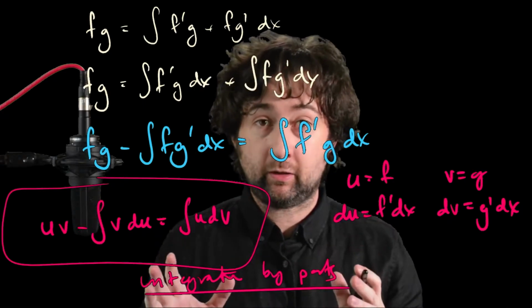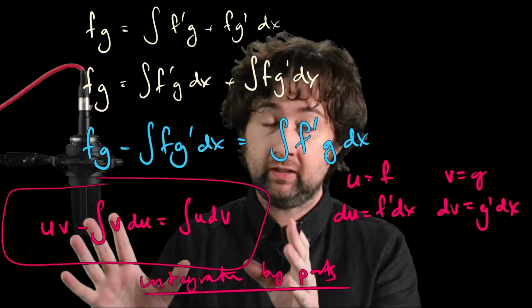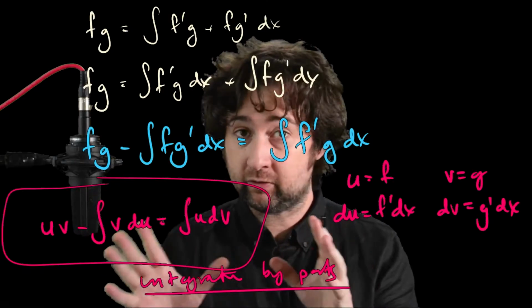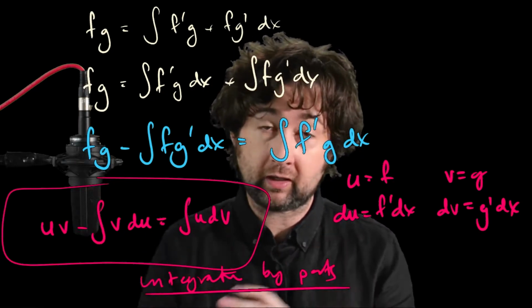What we're going to do now is take this equation and show how it can be used to calculate integrals that we otherwise can't use any sort of substitution on and that don't appear as table integrals. So we'll start by remembering the formula, which is that the integral of u dv is equal to uv minus the integral of v du.